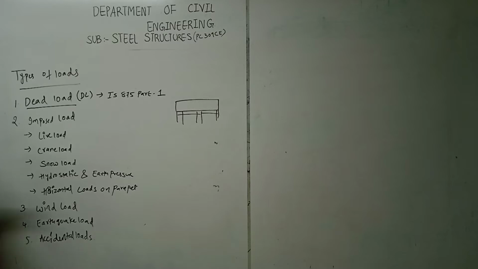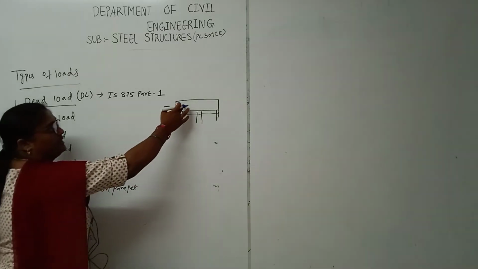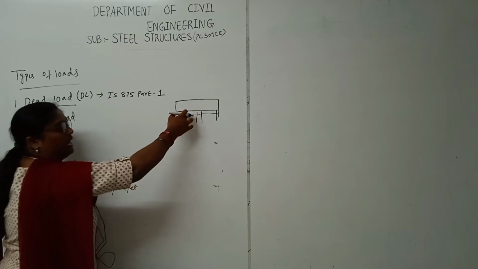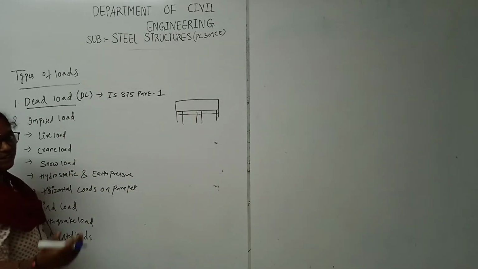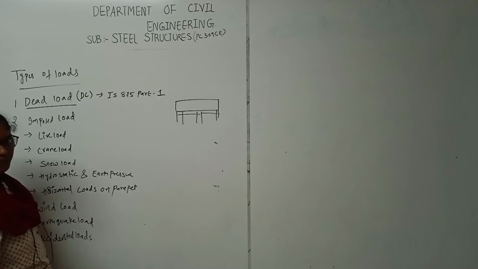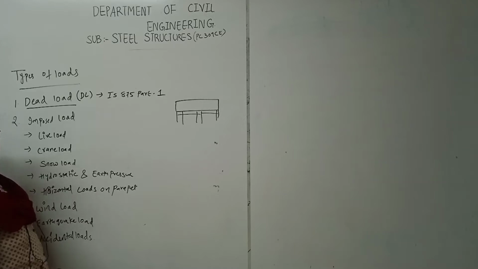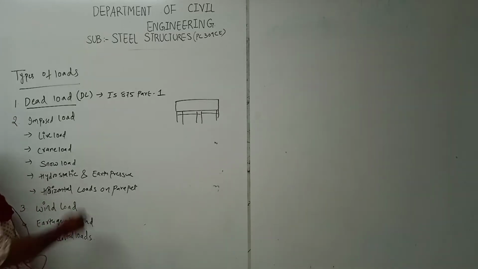So what happens? For example, the weight of the slab will fall on the beams. That will be transferred to the columns, then to the plinth beam, and then transferred to the substructure, that is the footings. That is known as the dead load.